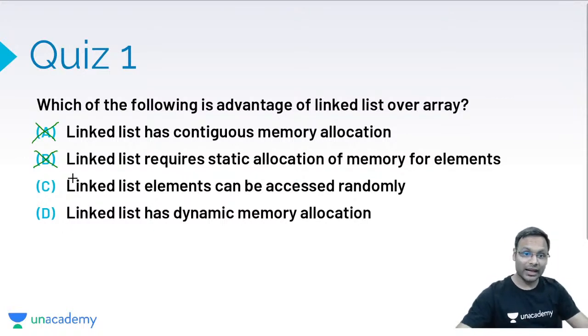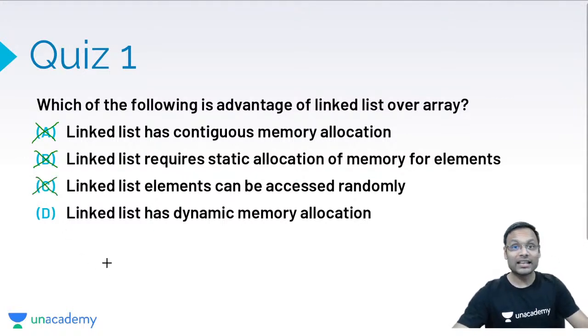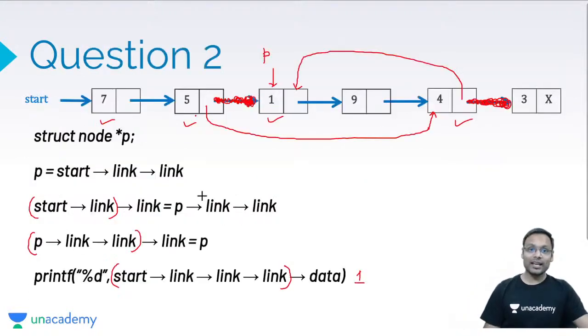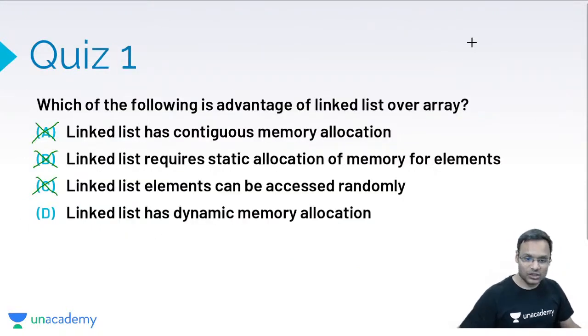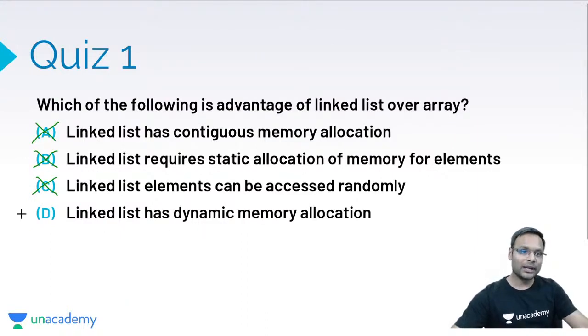Linked list elements can be accessed randomly? No, you cannot access linked list randomly. If I say you will have to access fifth element of the linked list, you cannot reach to the fifth element directly, you will have to reach sequentially only. Last one, linked list has dynamic memory allocation. That's true, only D is correct. Answer is D.